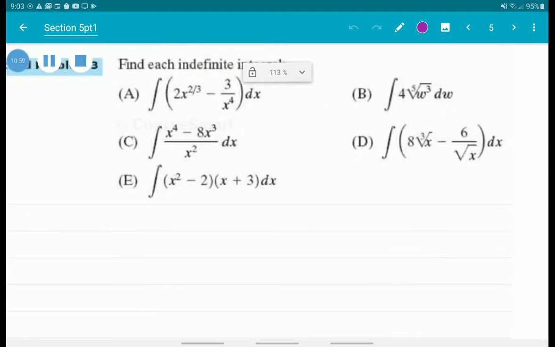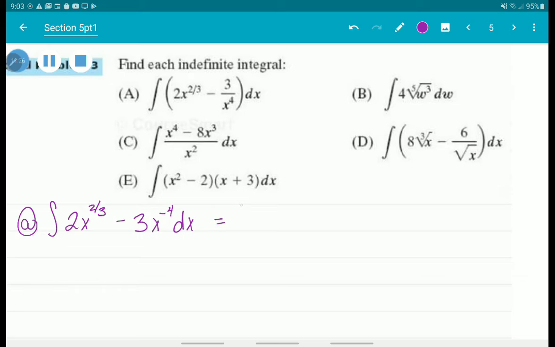So let's make it just a little bit more interesting. Sometimes we need to use algebra to help us rewrite the problem before we can apply those rules. So let's start with A. We want to integrate 2x to the 2/3 minus 3 over x to the 4th. And we could rewrite that as 3x to the negative 4 and then use that power rule.